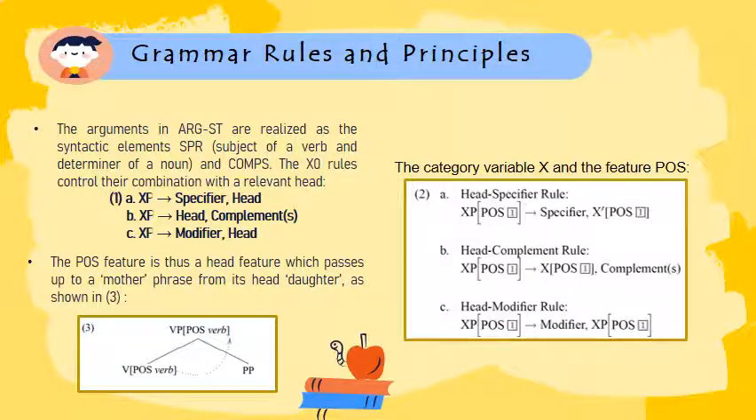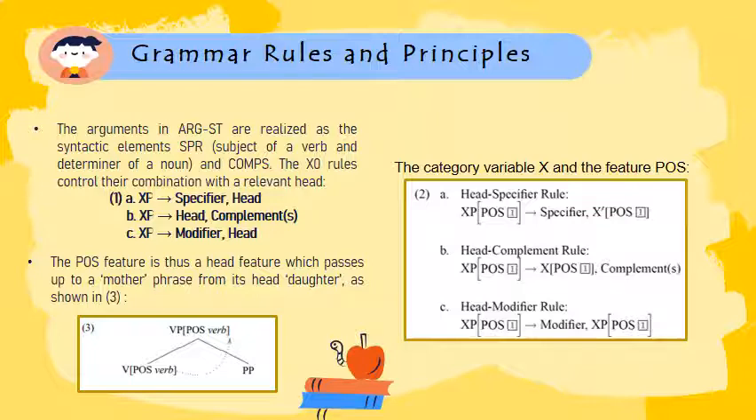Grammar rules and principles. As we have seen in the previous chapter, the arguments in argument structure are realized as the syntactic elements: specifier, subject of a verb, determiner of a noun, and complements. The X-bar rules control their combination with a relevant head.